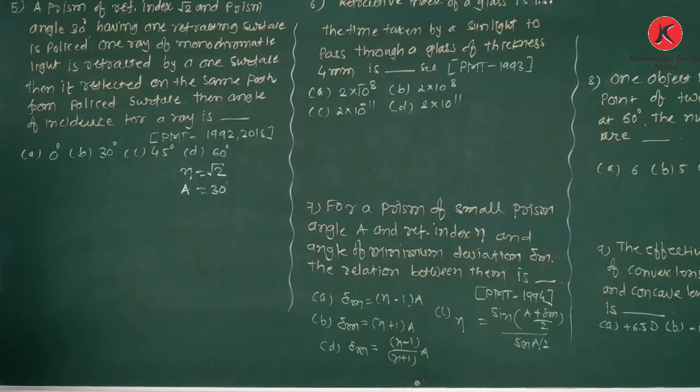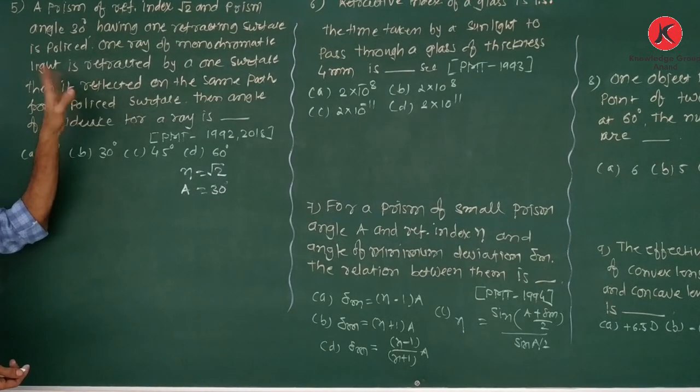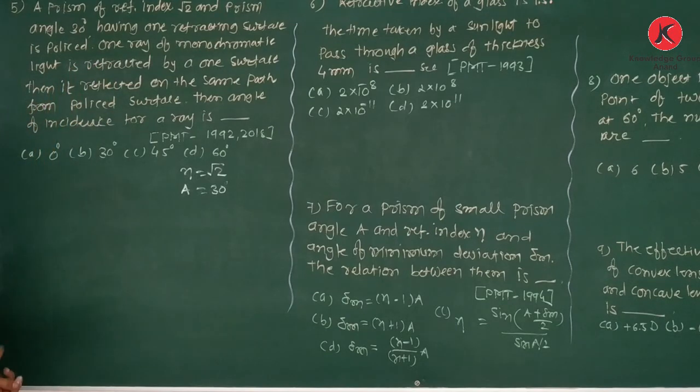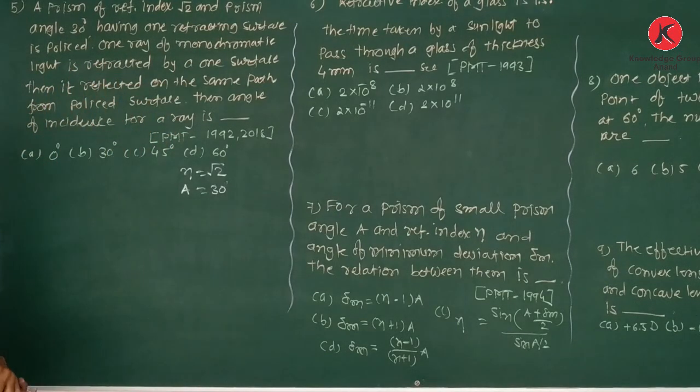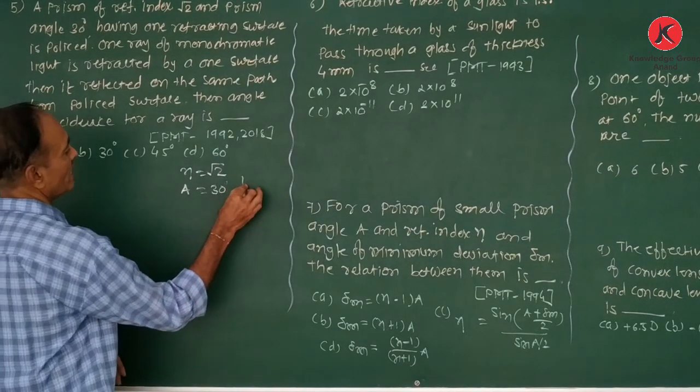A ray of monochromatic light is incident on one surface, then refracted, and this ray is incident on the polished surface, and then it is reflected back on the same path. Then what is the angle of incidence? We have to find out the angle of incidence.